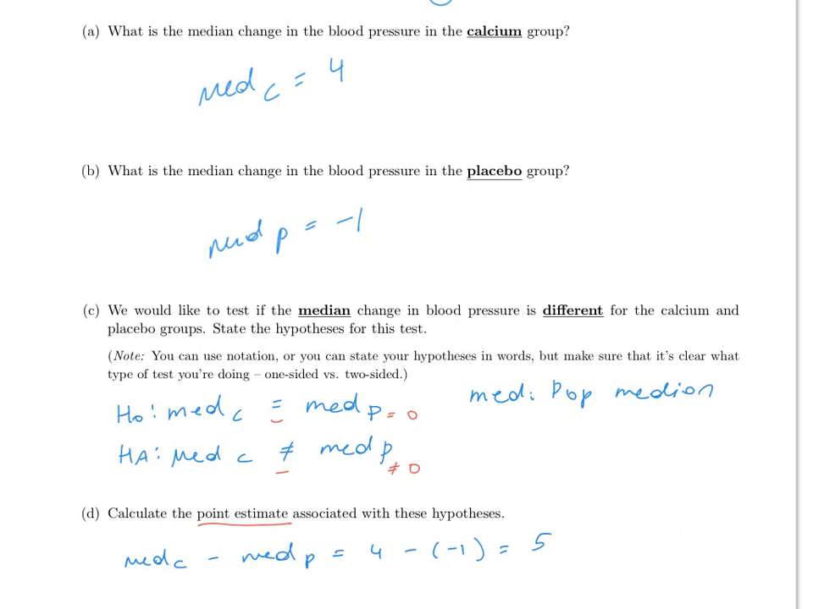How did you know to subtract the placebo from the calcium? You don't have to. We could do it the other way around if you wanted to. Then what is the result from that? Sure. So let's say this is approach A, and approach B could be median P minus median C, which is -1 minus 4. That would be negative 5. It doesn't specify which one. Either of those should be fine. Okay?